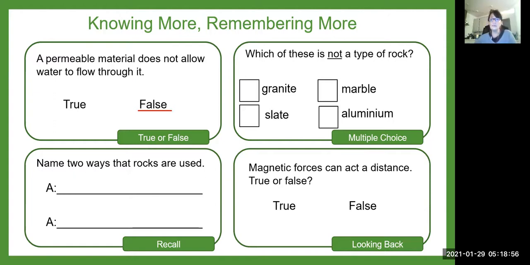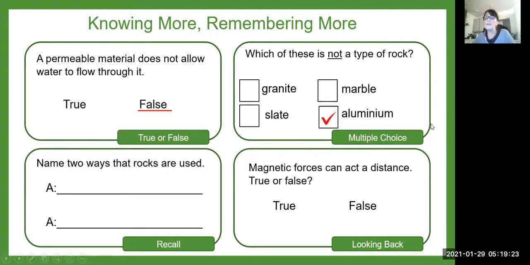A permeable material does allow water to flow through it. Do you remember our investigation where some rocks had the water sitting on the top, some let the water run off the sides, but others absorbed the water and it passed through the rock? So permeable allows water to flow through it. So it is false.